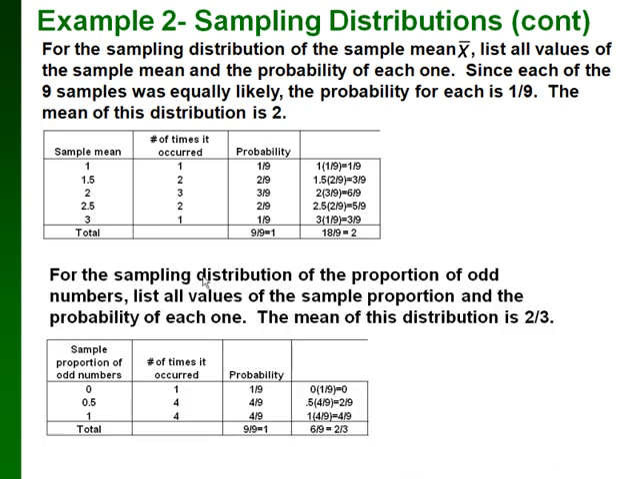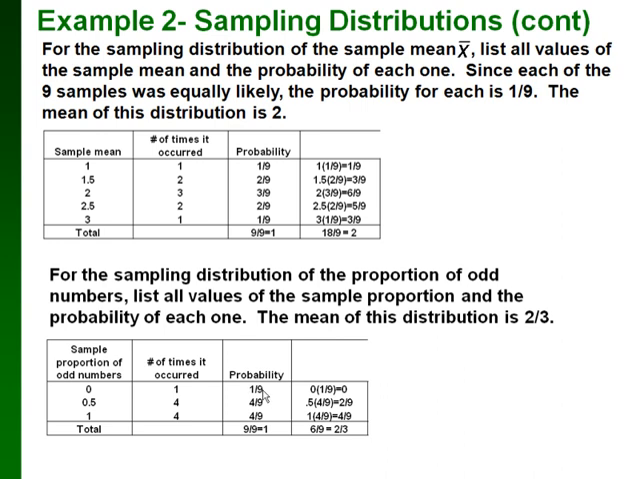Now if we look at the sampling distribution for the proportion of odd numbers, we're going to do the same thing. So here we have all the possible values of our sample proportion. So this is our random variable in this column. And the number of times that each one occurred, so the frequency of each one of those values.